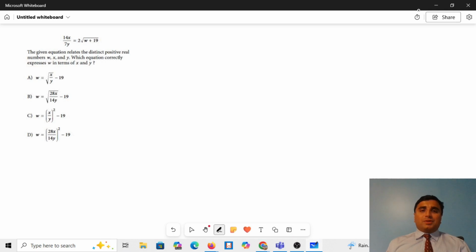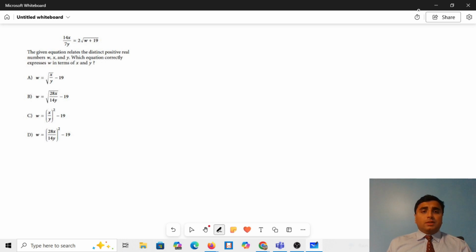Hello everybody, so let's look at this question from the SAT math section. This is telling us the given equation relates to the distinct positive real numbers w, x, and y. Which equation correctly expresses w in terms of x and y? And we have the equation as 14x over 7y equals 2 times the square root of w plus 19. From this equation we have to write w in terms of x and y.